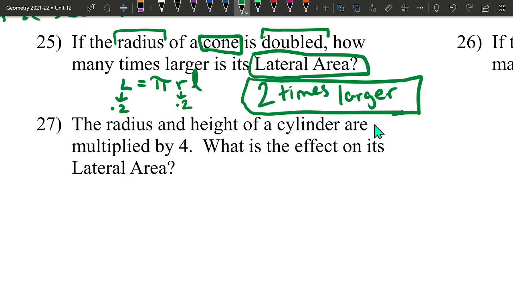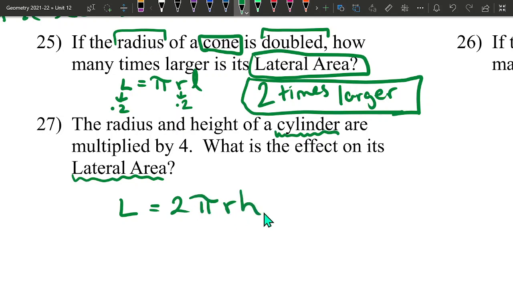But then if we look at number 27, it says first figure out which formula you're going to use. This is a cylinder and lateral area. So L of a cylinder is 2 pi r h. All right, so that's the formula I'm looking at. The radius and height of a cylinder are multiplied by 4. So the radius is times 4 and the height is times 4.